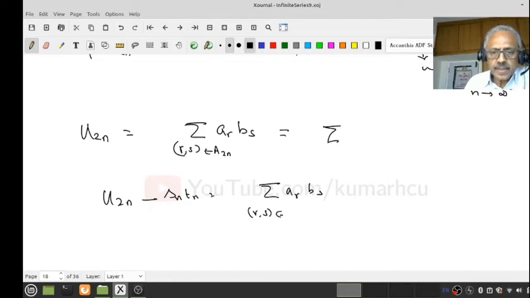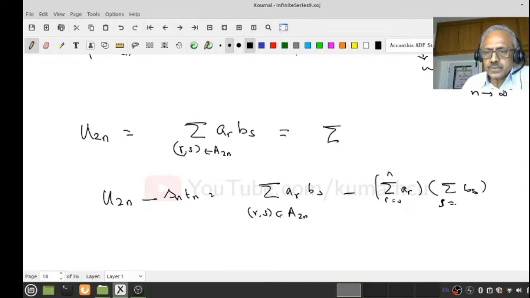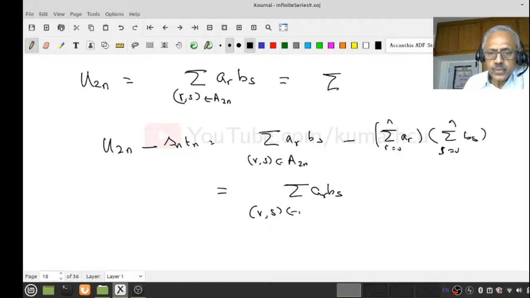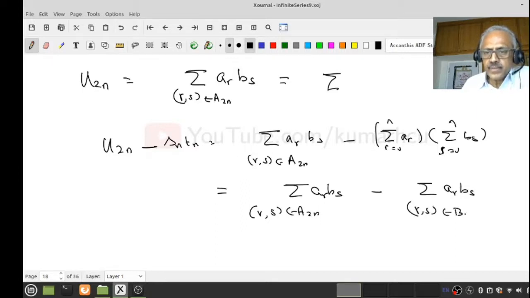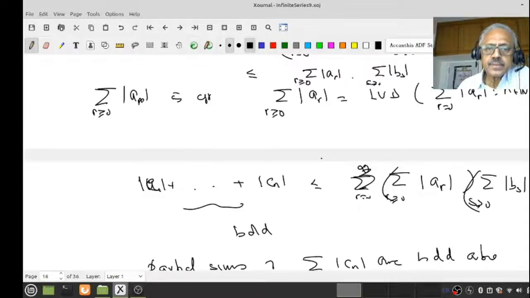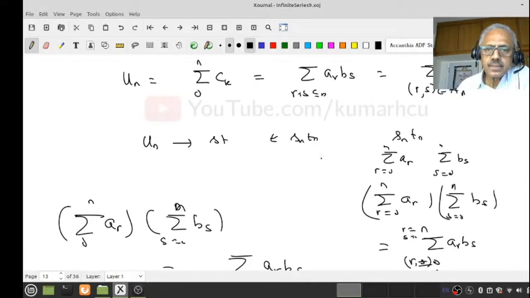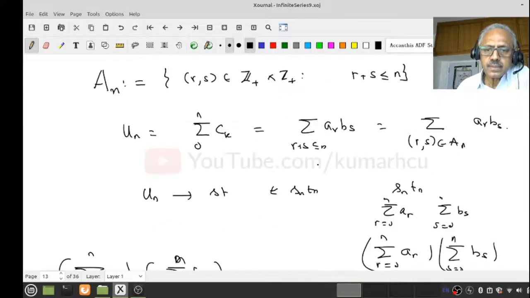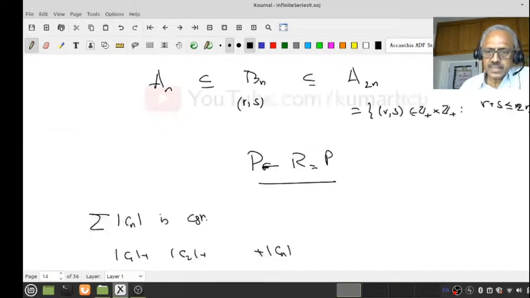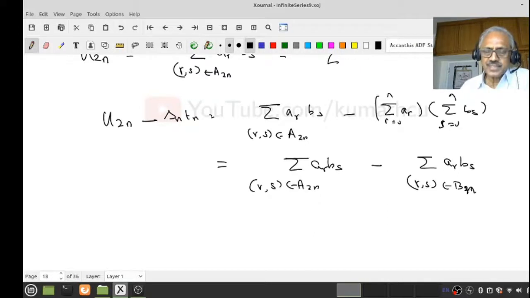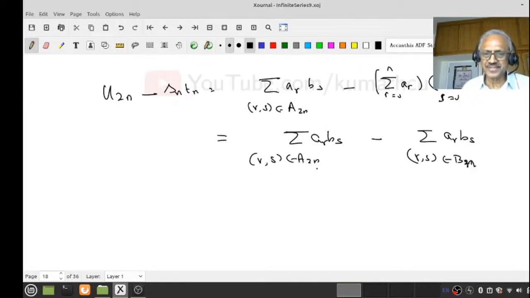the sum of ArBs over r and s in A2n, minus the sum of Ar over r equal to 0 to n times the sum of Bs over s equal to 0 to n, but this is the same as the sum of ArBs over r and s in A2n, minus the sum of ArBs over r and s in Bn. What is my Bn? Yeah, Bn is r and s less than or equal to n. Therefore, it's Bn. Now you can see that. Do you understand that? Right.